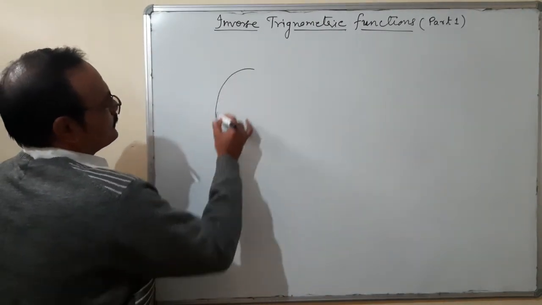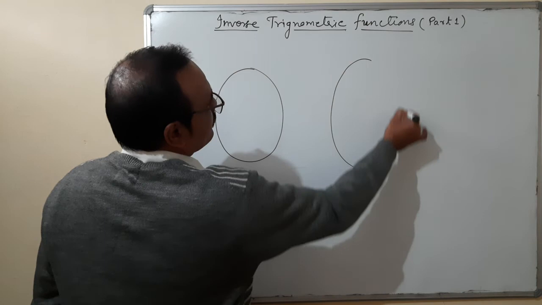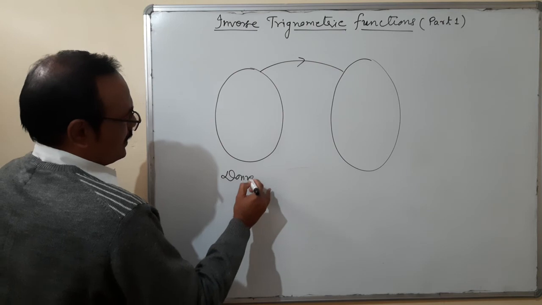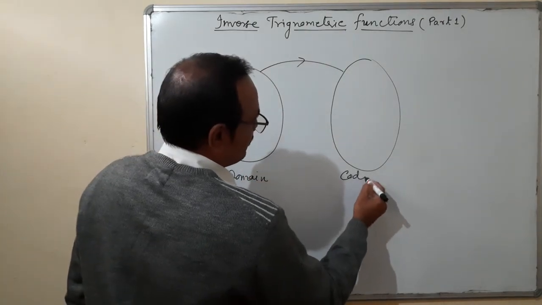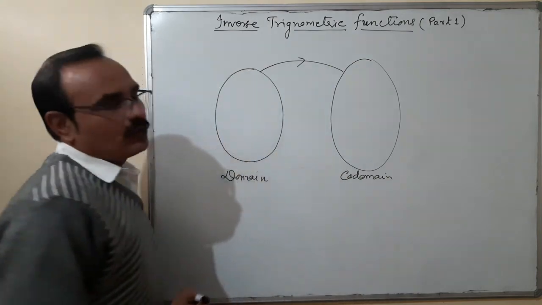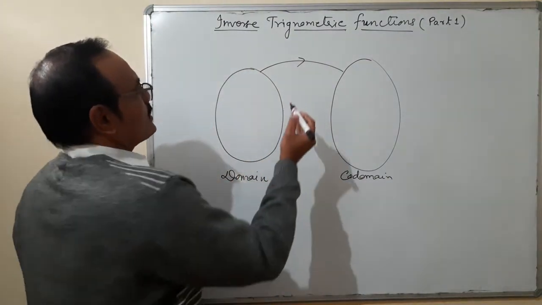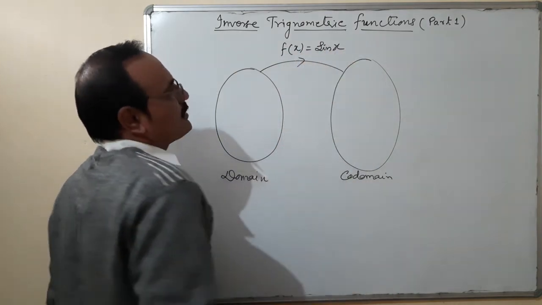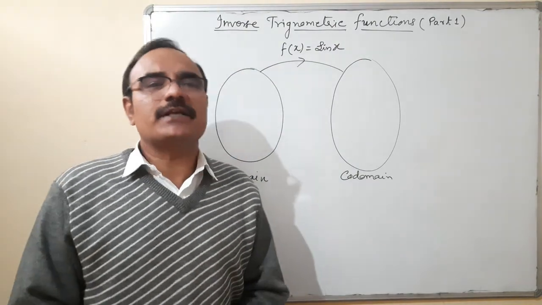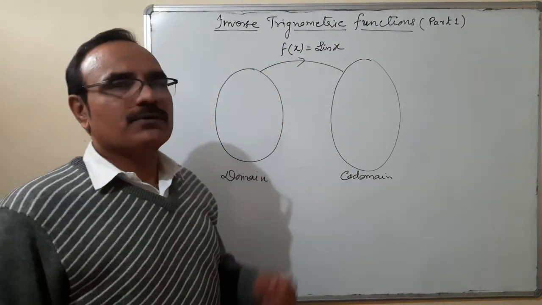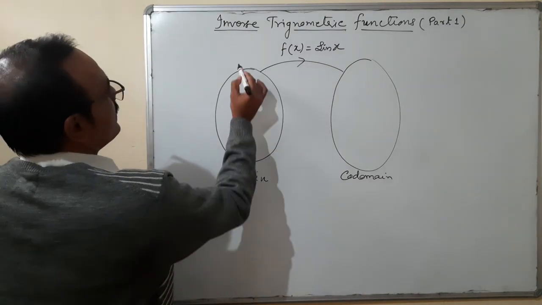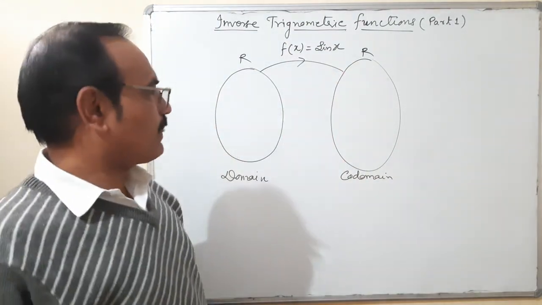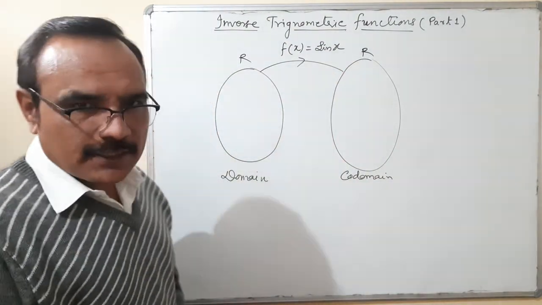Okay, look here. Domain and its codomain. Domain, codomain, there is a function. Suppose the function f of x is equal to sine x. It is a simple trigonometric function, not an inverse trigonometric function. F of x is equal to sine x. Suppose the domain is the set of real numbers and the codomain is also the set of real numbers, from real to real. This is a function.